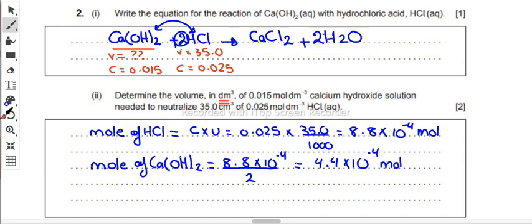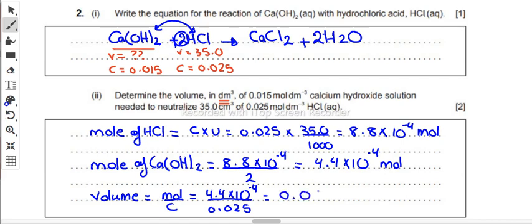And finally, I need now to calculate the volume. So if I'm going back to the rule, I'm going to find that the volume will be my mole number over the concentration. The mole is 4.4 times 10 to the power of negative 4 divided over the concentration, which is 0.025. And our final answer will be 0.029 decimeter cube.